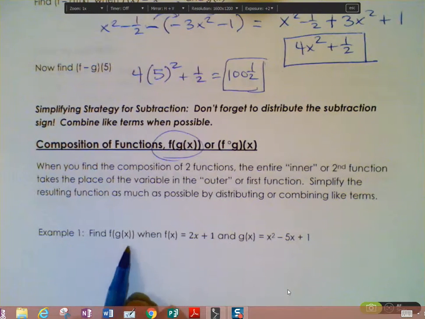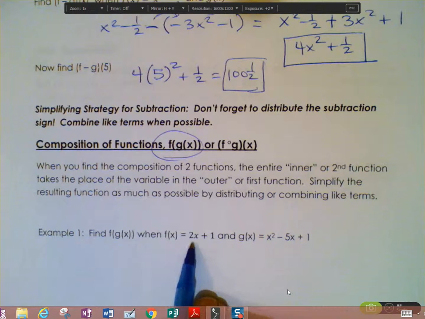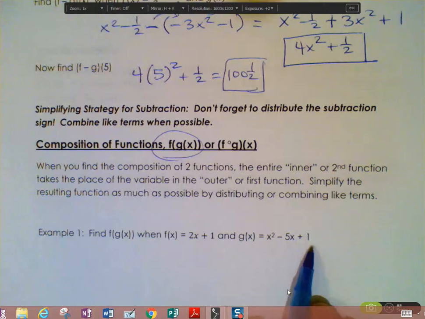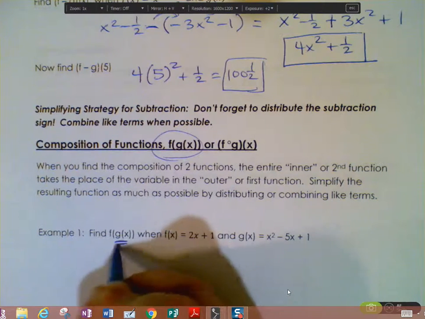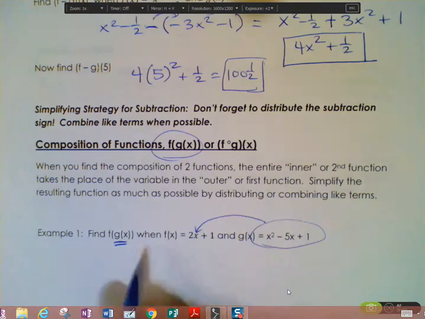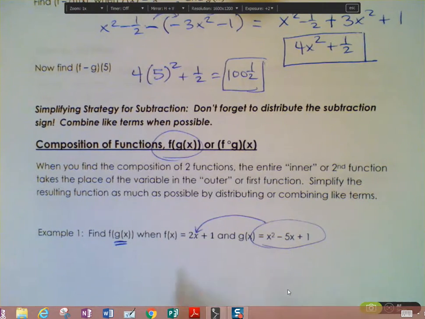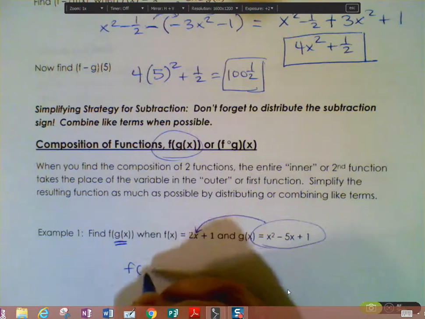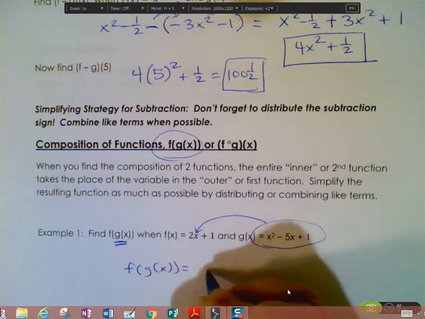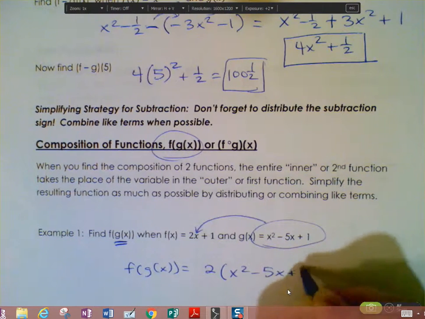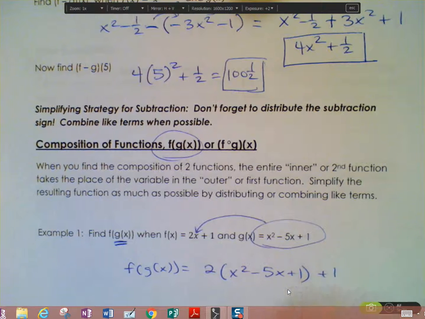Find f of g of x when f of x is 2x plus 1 and g of x is x squared minus 5x plus 1. So g of x is my inner. I'm going to take the g of x and plug it into the x of my f of x function. So f of g of x equals 2 times x squared minus 5x plus 1, plus 1. So g of x took the place of x.